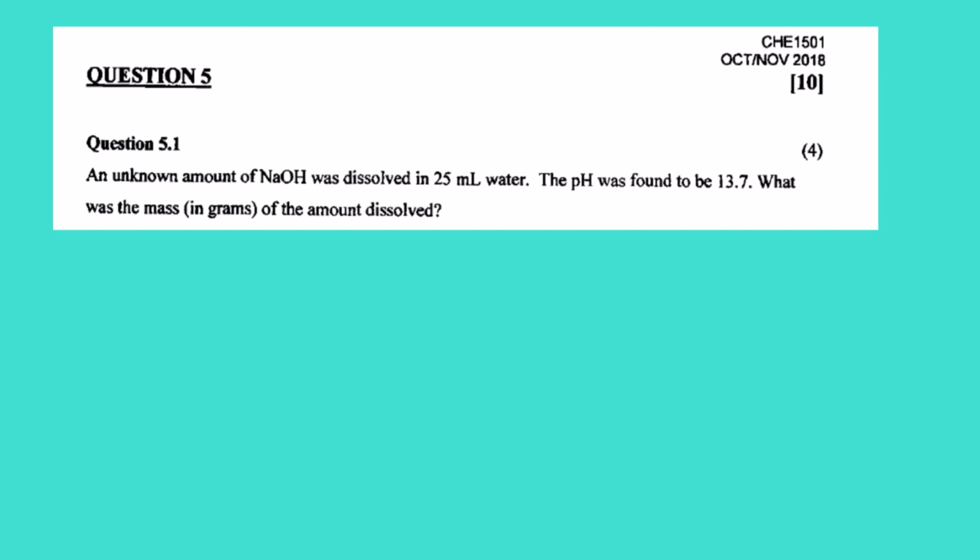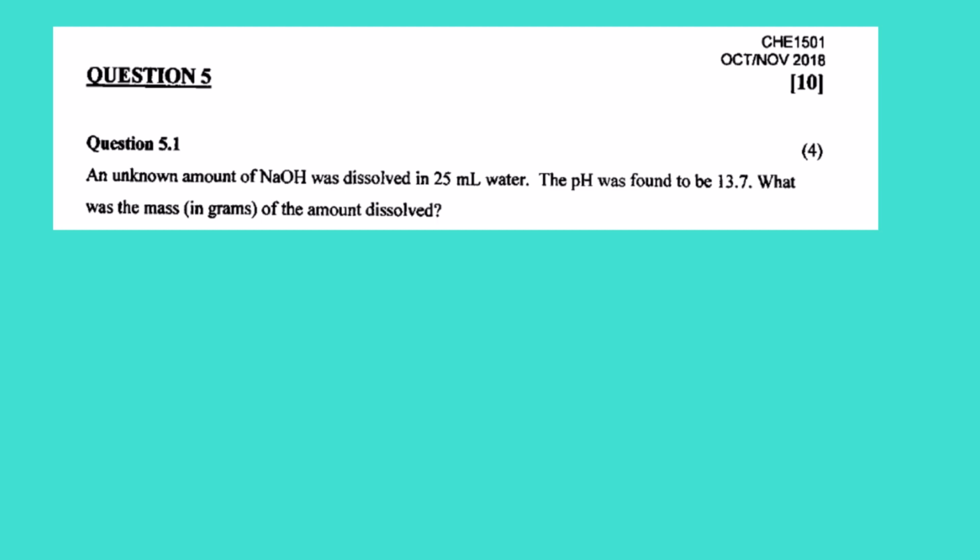Now let us look at question 5. The scenario says an unknown amount of sodium hydroxide was dissolved in 25 milliliters of water. The pH was found to be 13.7. What was the mass in grams of the amount dissolved?